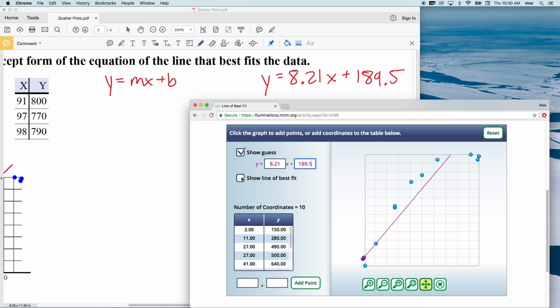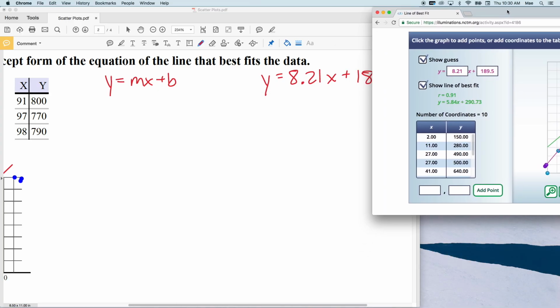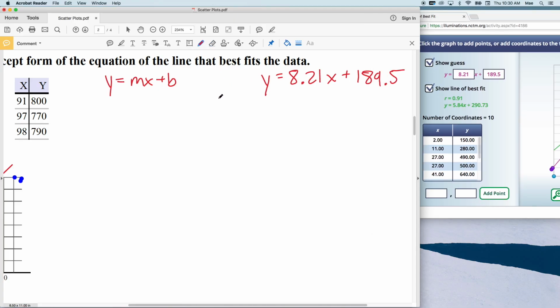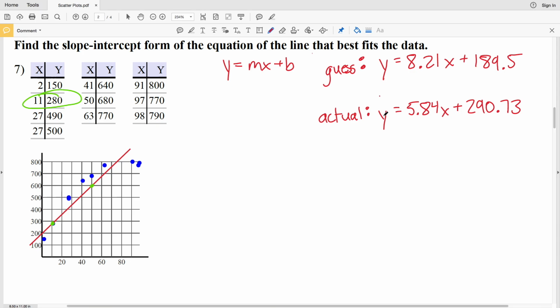However, in order to see the one that the computer calculates, just click Show Line of Best Fit. Ours is slightly off on the slope and the y-intercept, but respectively not too far off. So I'll write down, labeling that this was our guess, and then the calculated or actual line of best fit was y equals 5.84 times x plus a b-value or y-intercept of 290.73. So our solution in number 7 is y equals 5.84x plus 290.73.